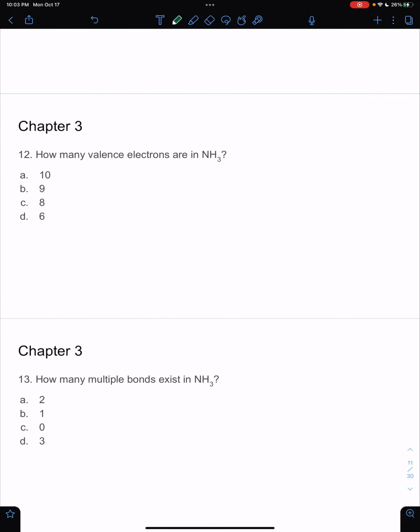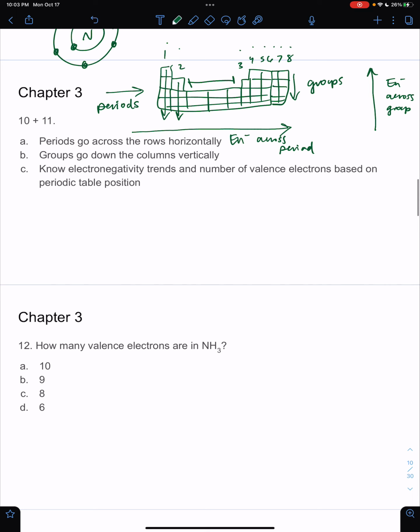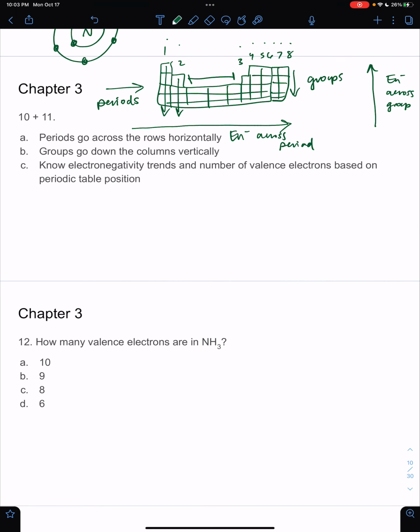Okay, and then moving to question 12. It says determine the number of valence electrons in a molecule. So we're going to use what we just talked about in the last question. We're just going to add up the number of valence electrons per atom. Nitrogen has 5 valence electrons based on its group number. It's in group 5 up here. Hydrogen is in group 1, also up there, so it's going to have 1 valence electron.